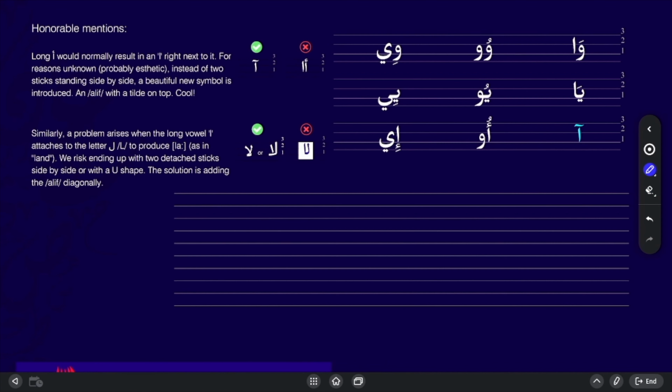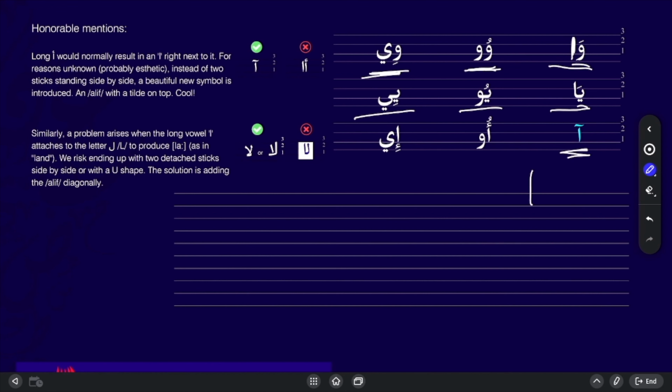Now, to reiterate, waw and ya and alif work as consonants and as vowels. Of course, for the alif to work as a vowel, we can't have the hamza on it. And so, wa, that's waw with the long vowel alif, wu, waw with the long vowel waw, and wi, waw with the long vowel ya. Wa, wu, wi, ya, yu, yi.